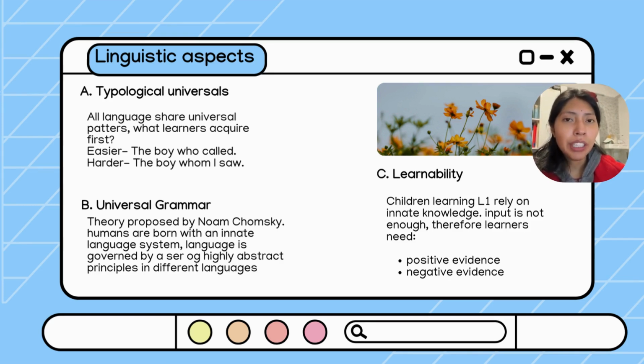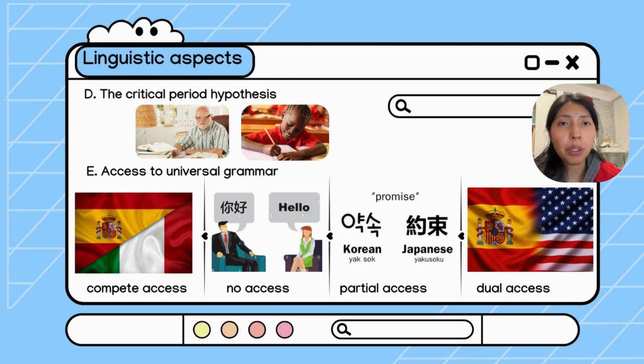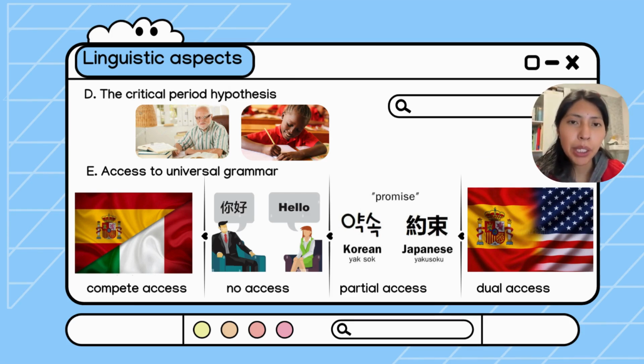For learnability, it actually talks about how children learn the L1, and not only from input because it's insufficient and it's not enough. So we have to use positive evidence and negative evidence. It can also be applied to L2 learners. We can also talk about the critical period hypothesis, which says that there are certain periods in life in which it's easier to learn a language, for example, when we are children, than when we are adults.